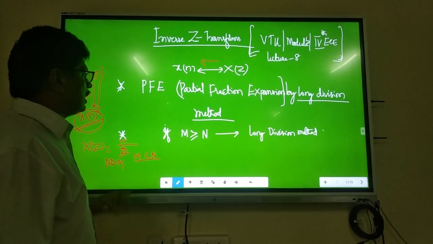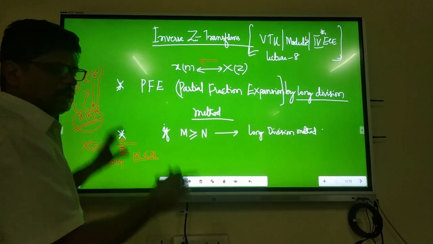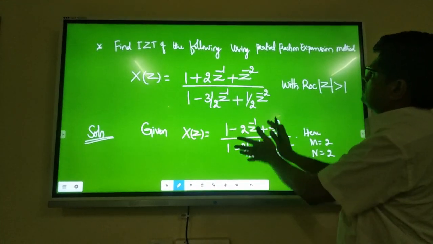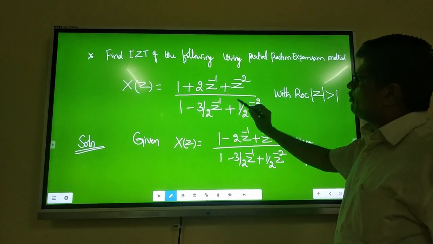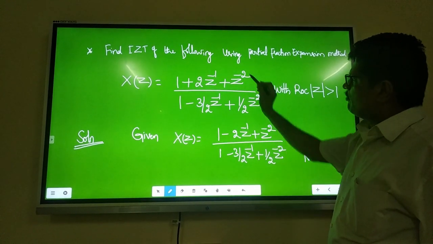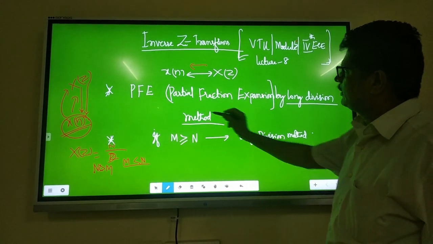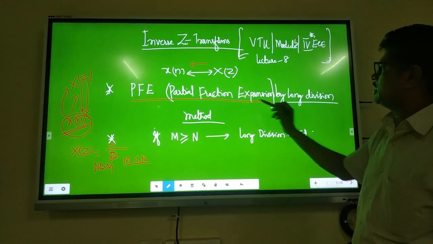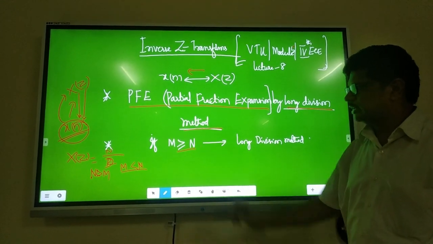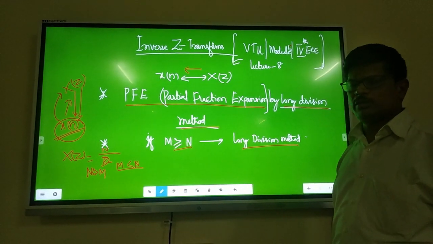Now today we will see the case where m is equal to n, that is, the numerator z power is the same as the denominator, or m greater than n. For example, we check the z power of m, that is minus 2 here, and minus 2 here also. That means m is 2, n is 2. If m is 2 and n is 2, then we use the second method of partial fractions, which is what we are discussing today: partial fraction expansion by the long division method. Today, m is equal to n, long division method.